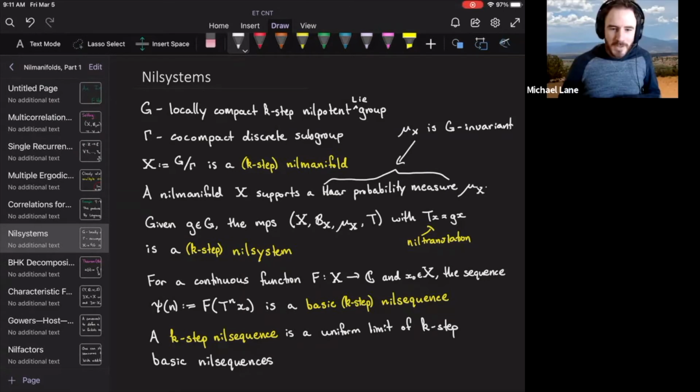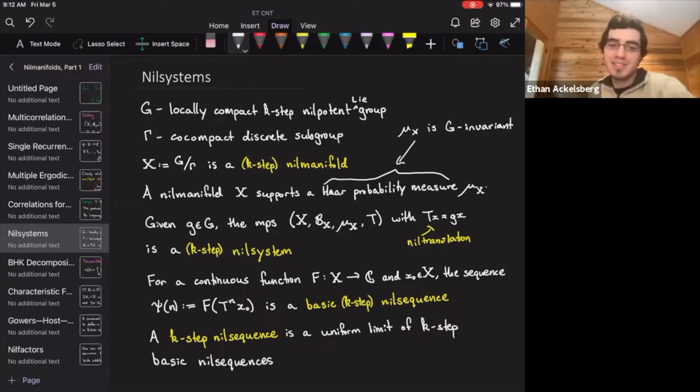So yeah, I had basically a question, which was all of the terminology here makes sense to me, except for why are we calling it a nilmanifold? But now that it's a Lie group, I'm good. Yes, it does have manifold structure.